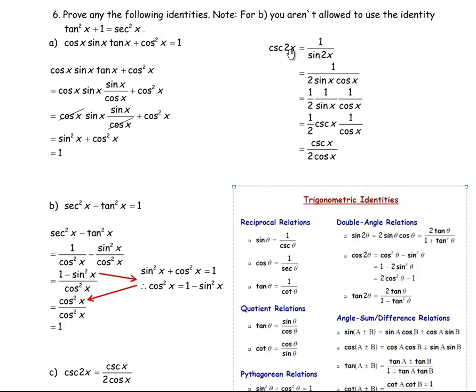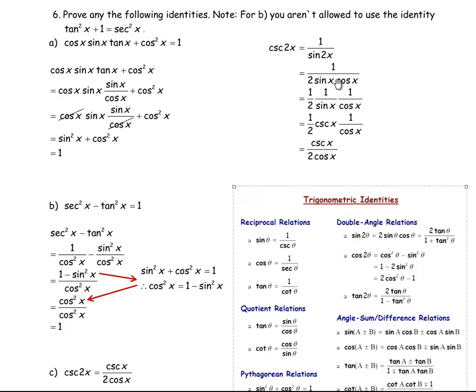So cosecant and sine are reciprocals. So cosecant 2x is equal to 1 over sine 2x. And this is how I would change it so there's no 2x anymore. If you look at the double angle identities, sine 2 theta is equal to 2 sine theta cos theta. So I could change sine 2x into 2 sine x cos x.